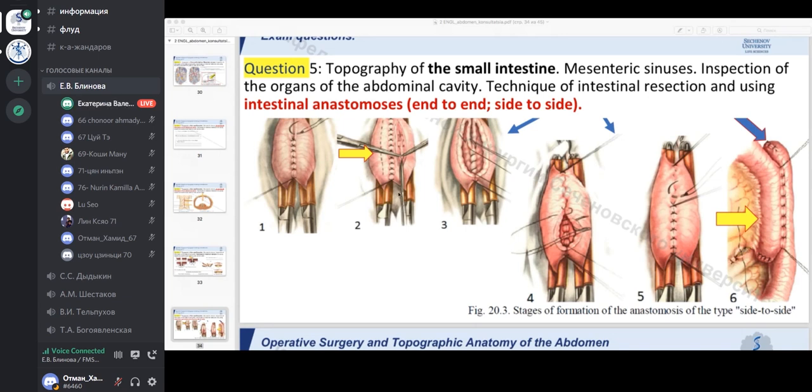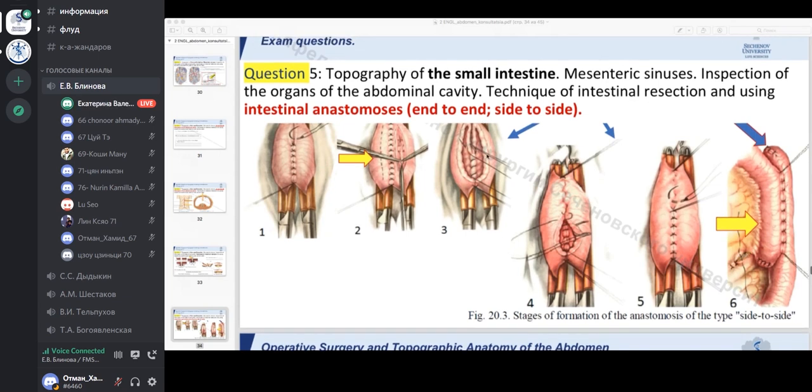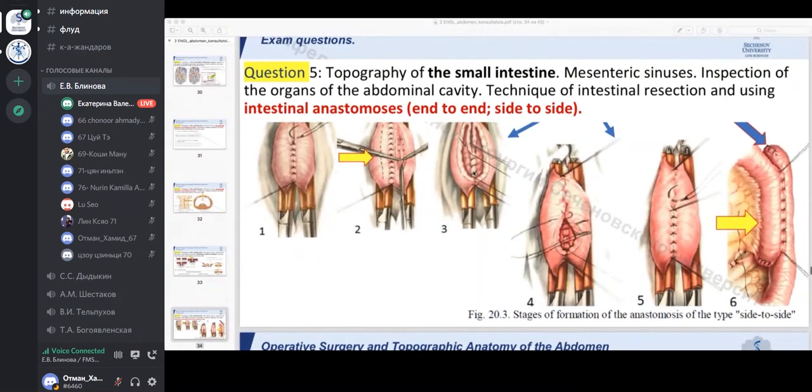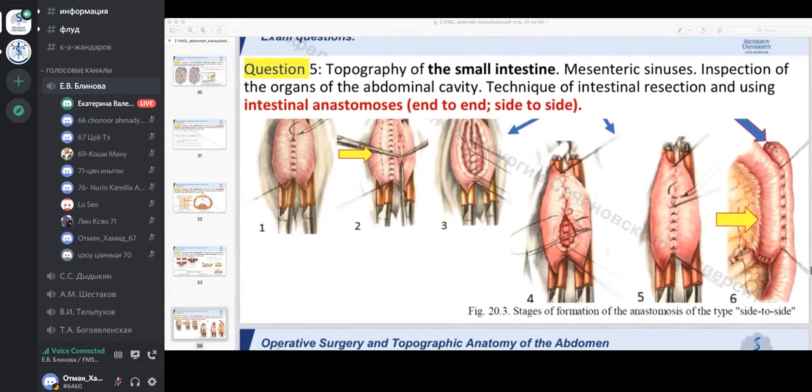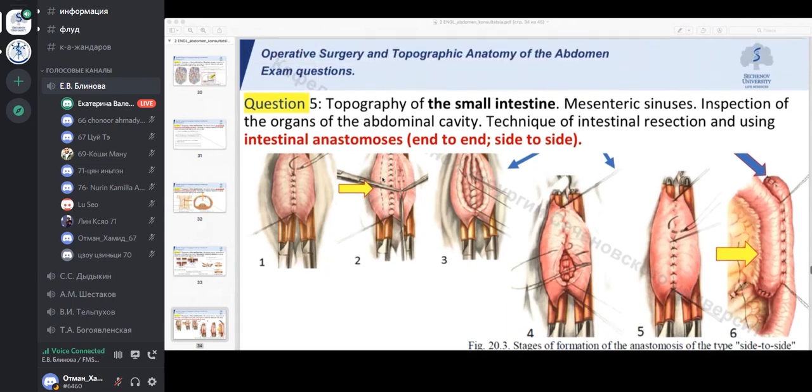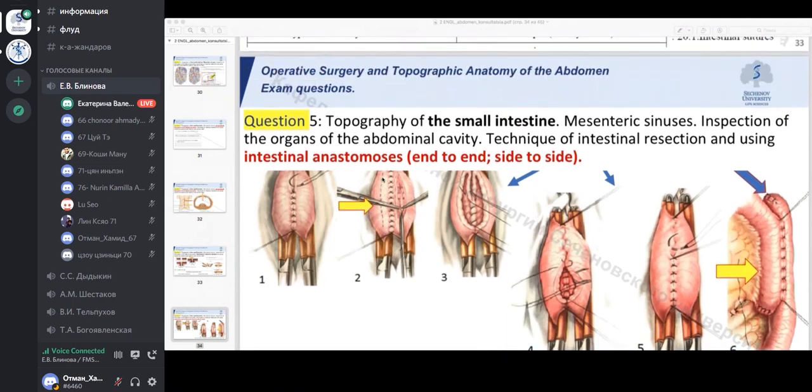After that, you should make a posterior labium and stitch the posterior labium of the anastomosis. Firstly, you should use the Lambert's suture, non-penetrating suture. After that, cutting the wall of the intestine and stitch the posterior labium by the penetrating suture. Here, the surgeon used the continuous penetrating suture.